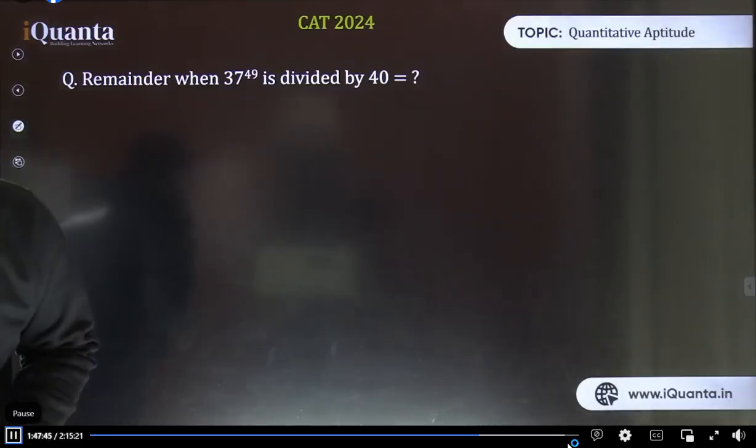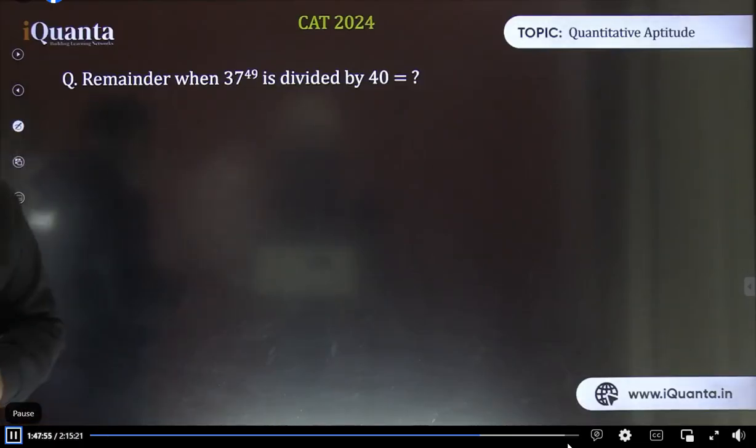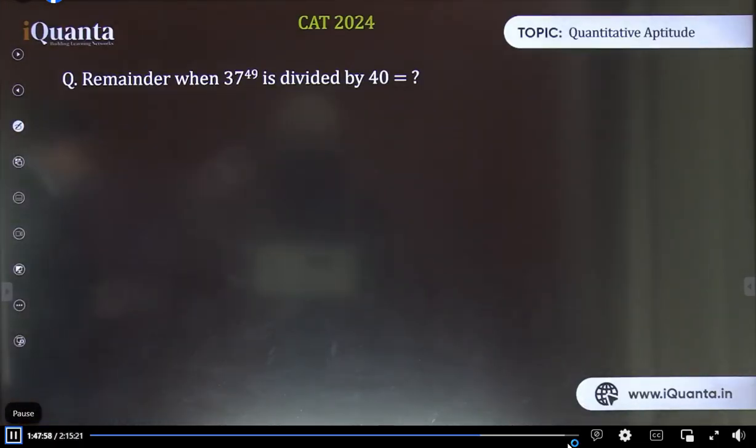Rakesh is asking if the n would be not 37, still it would be 40. I just need to see whether my number and divisor are co-prime or not. If they're co-prime, then I can apply. And that phi depends on the divisor only, not the number.